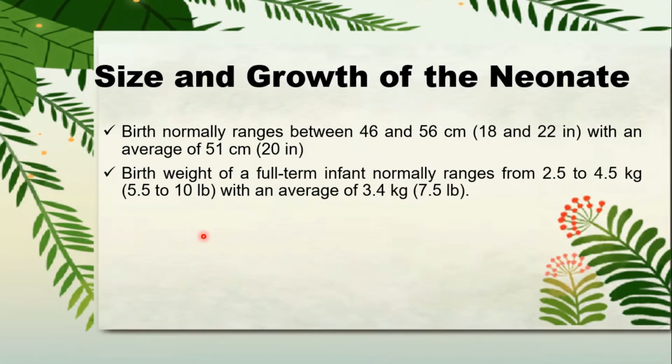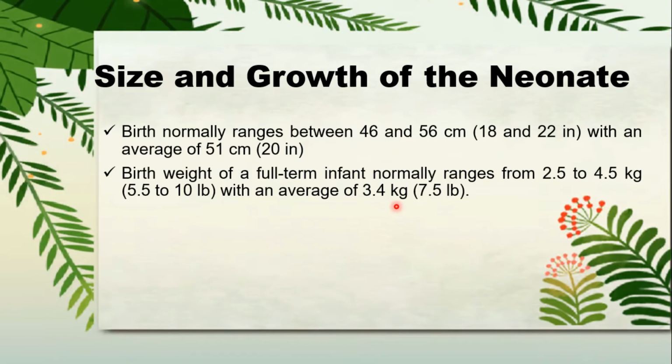How about the size and growth of the neonate? The birth length normally ranges between 46 and 56 centimeters, or 18 and 22 inches, with an average of 51 centimeters, or 20 inches. The birth weight of a full term infant normally ranges from 2.5 to 4.5 kilograms, with an average of 3.4 kilograms.